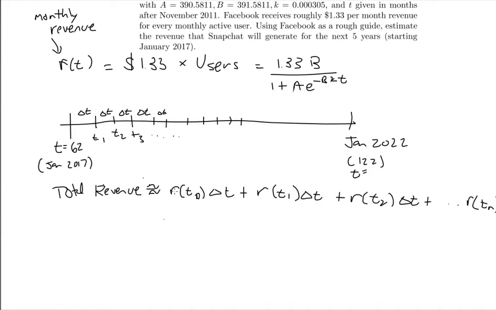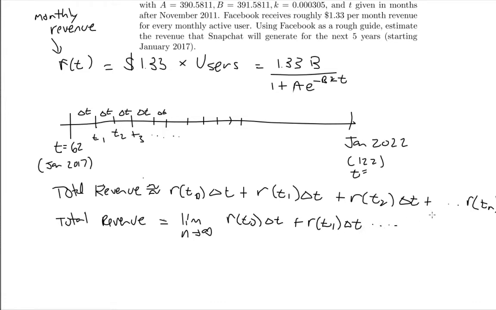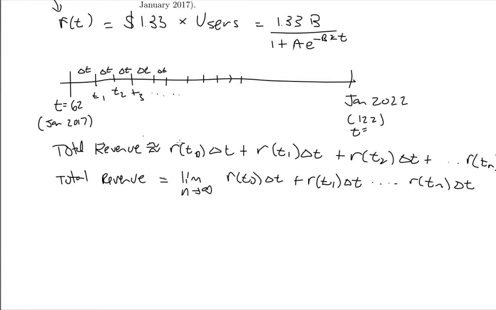So we chop it up into more and more pieces, and the total revenue is actually equal, not approximately equal anymore, to the limit as n goes to infinity of r of t naught delta t plus r of t1 delta t, all the way down, just like we did before, to r of tn times delta t. And of course we recognize this is the limit of a Riemann sum, and we know what this is. This is the definition of an integral.